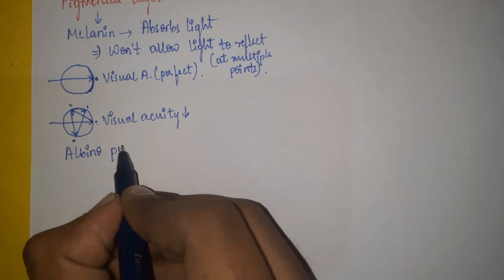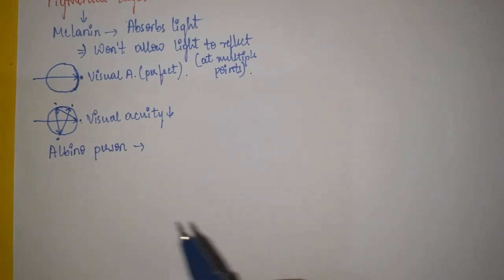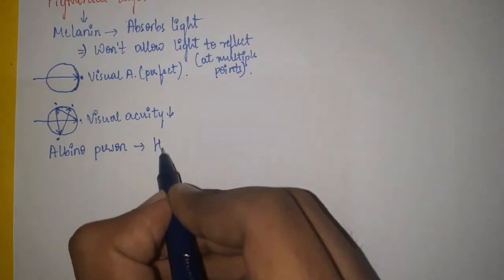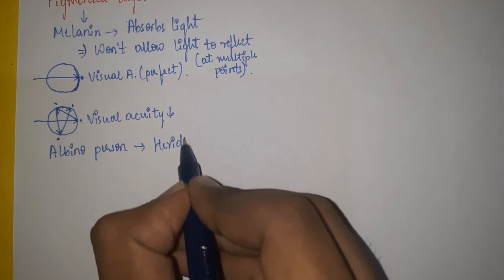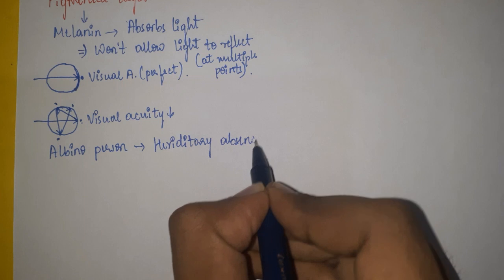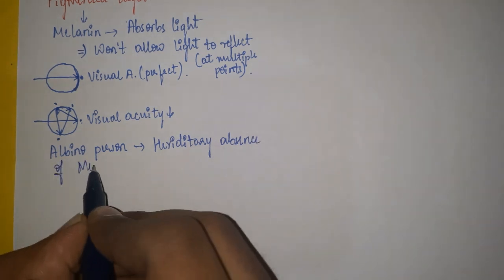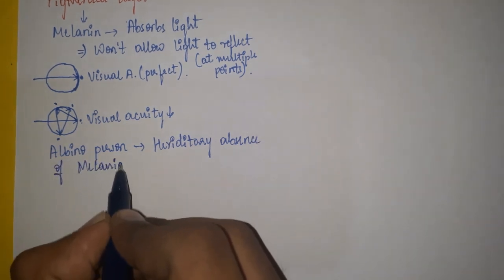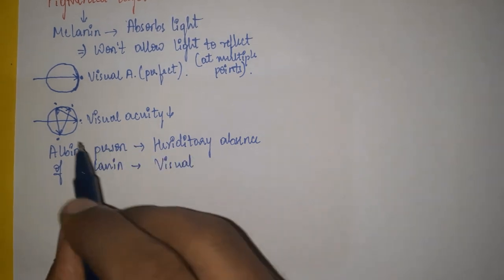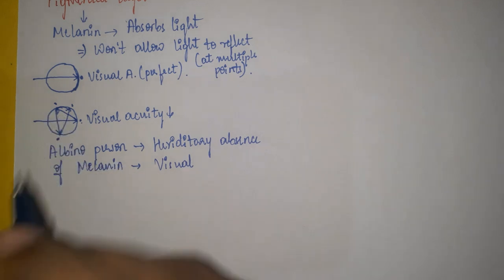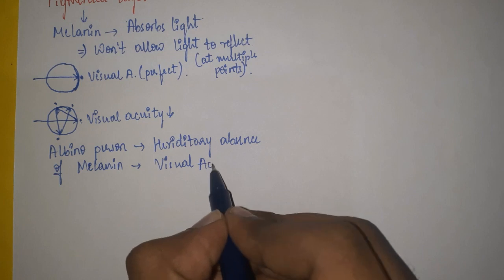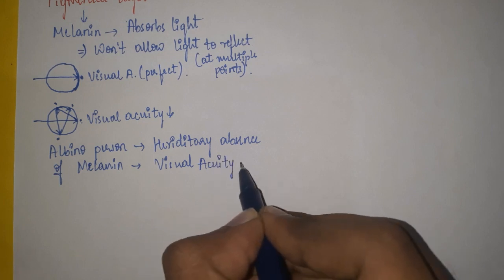Albino patients have a hereditary lack of melanin pigment in the pigmented layer. Absence of melanin. So their visual acuity is less because of diffused light inside the eyeball, because of multiple reflection. Visual acuity is less.